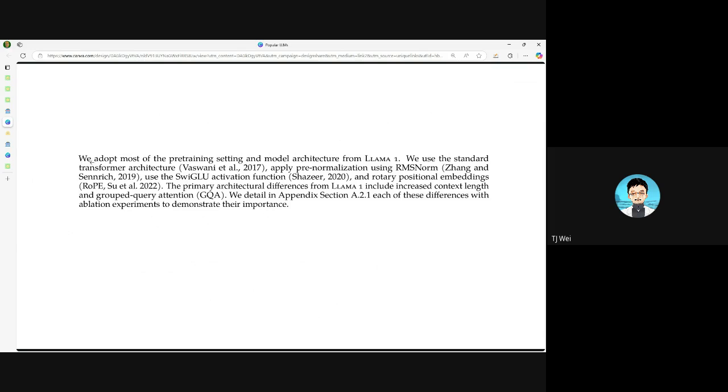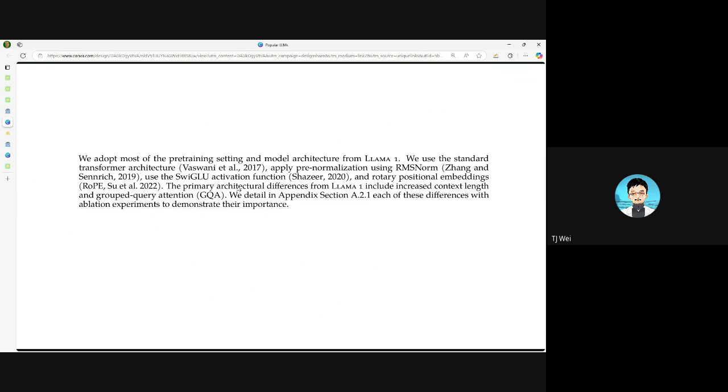They actually use pretty much the same model architecture. You can see that they adopt most of the pre-training setting and the model architecture from Llama 1. They use the standard transformer architecture, applying pre-normalization using RMSNorm, like we said before, using the SwiGLU activation as Llama 1. This is nothing new. And the rotary positional embedding, same as Llama 1.